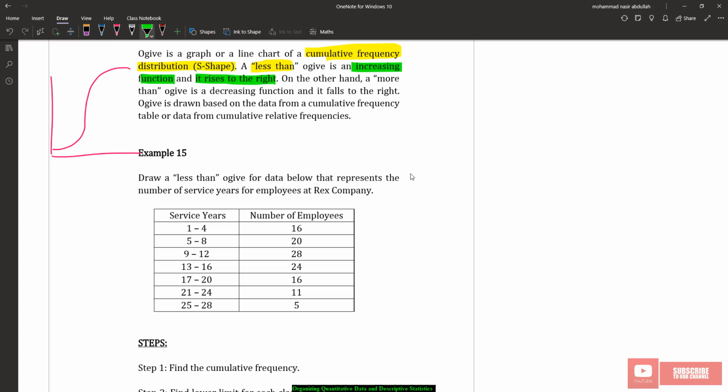On the other hand, a more than Ogive is a decreasing function. It falls to the right. So we're not focusing on the more than Ogive. But what we need to know is that there is a graph for the more than Ogive. So Ogive is drawn based on the data from a cumulative frequency table or data from cumulative relative frequency. But we only focus on cumulative frequency.